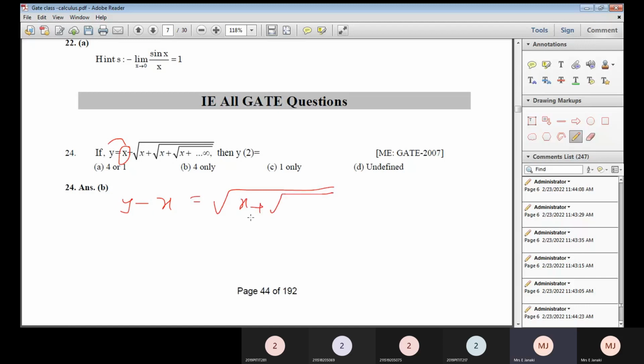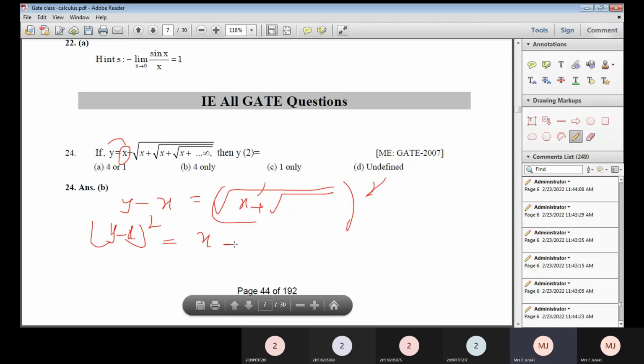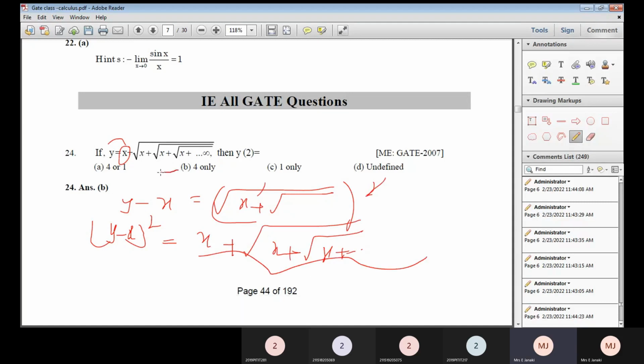Yes. Now when you square on both sides, this becomes y minus x the whole square. And on this side, when you square, square and root get cancelled, and we get just x plus square root of x plus square root of x plus etc. So now see, this is already the given problem, no? X plus, this is the given problem. So the answer is y.